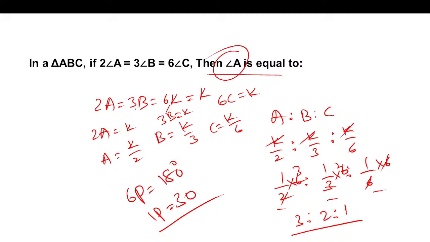They are asking you angle A. Angle A, how many parts are here? 3 parts. So 3 into 30, totally how many degrees? 90 degrees.